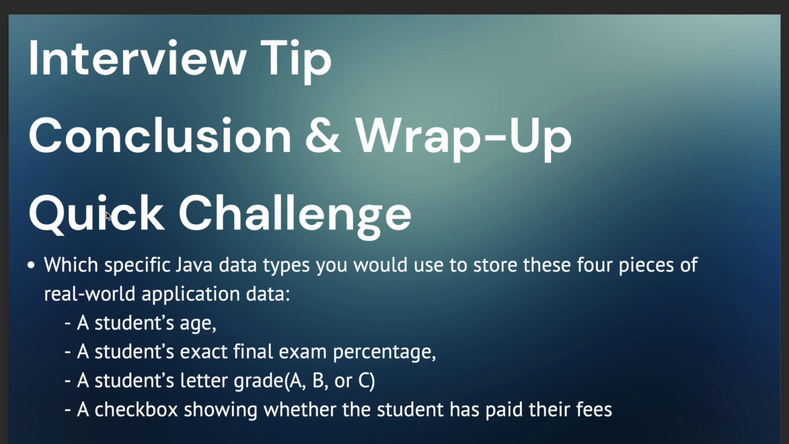We covered a massive amount of ground today. Let's do a quick recap. We learned what data is, why Java separates data into precise data types to protect your system memory, the core architectural differences between primitive and non-primitive types, and we walked step by step through all 8 primitive types, their formulas, and their default behaviors.